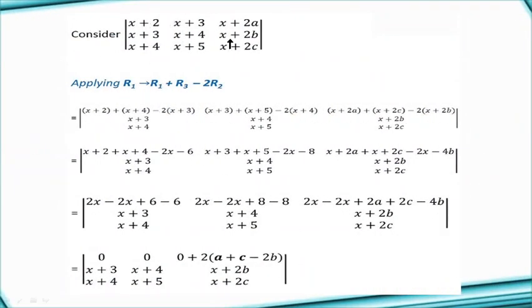Now this is the given determinant. Applying R1 changes to R1 plus R3 minus 2R2. We are applying this operation. R1 means x plus 2 plus R3 means x plus 4 minus 2R2, double of R2, 2 into x plus 3. Same way here and same way here. After opening and solving here we will get 0, 0 and here 2 into A plus C minus 2B.